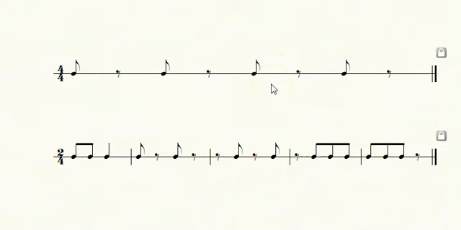One full measure of eighth notes and eighth rests. We have beat 1, the and of 1, beat 2, the and of 2, beat 3, the and of 3, beat 4, and the and of 4. We have 4 full beats in this measure, so we're good.